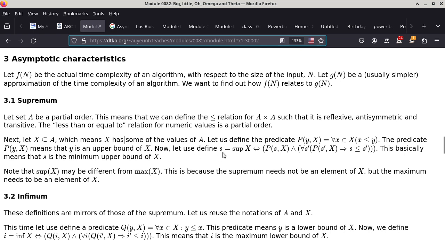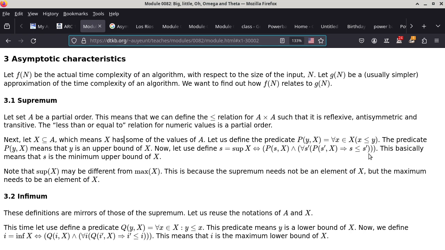Let us also define lowercase s as the supremum. SUP is not italic because it's not the name of a variable. So s is the supremum of X if and only if blah, blah, blah. Let's try to figure out what that is. This part is the definition. What does it mean when we say that lowercase s is the supremum of the set X? This is true if and only if this other part is also true. There's a conjunction here, so we'll take a look at each part. The left-hand side of the conjunction is the easy part. Lowercase s has to be an upper bound of all the values in X. It's greater than or equal to everything in X. We got that.